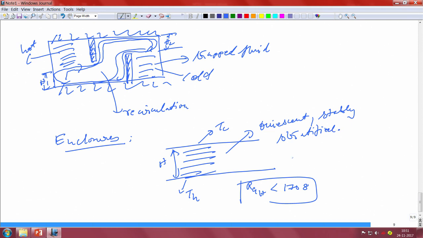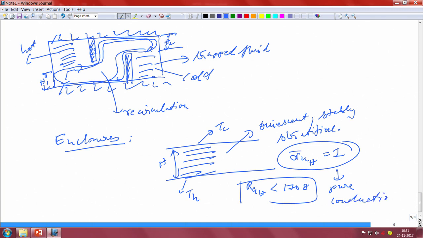Okay. And of course, the Nusselt number is of the order 1 because it is the pure conduction limit, right. So, it is pure conduction essentially. It will be pure conduction. This is kind of stably stratified. So, this is Tc, this is Th, right. So, this is only valid for Rayleigh number less than 1708.